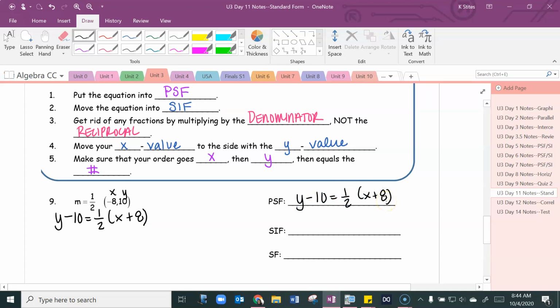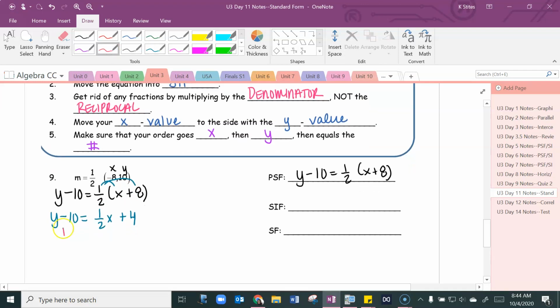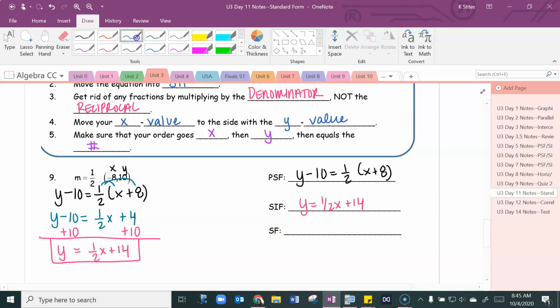Step 2, move the equation into slope-intercept form. All right, that means we need to distribute. So 1/2 x, 1/2 times 8 is 4. Okay, we're not quite done yet. We still need to add our 10 over, right? We're solving for y right now. Okay, this is our slope-intercept form. I'll put that here. Step 2 complete. Now we are going to move into standard form.